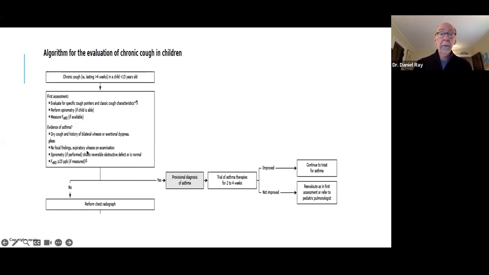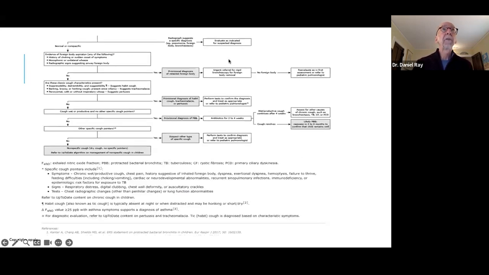If you really don't have signs or symptoms of asthma, then you're going to get a chest x-ray. If the chest x-ray is abnormal, then you're going to look for the cause of the abnormality. If it's not abnormal, then you'll work through these other important things. So foreign body aspiration, do they have any history of choking on something? Do they have a focal sound in their chest, a wheeze? Do they have an area of atelectasis? If so, then you're going to send them on for further evaluation of possible foreign body.